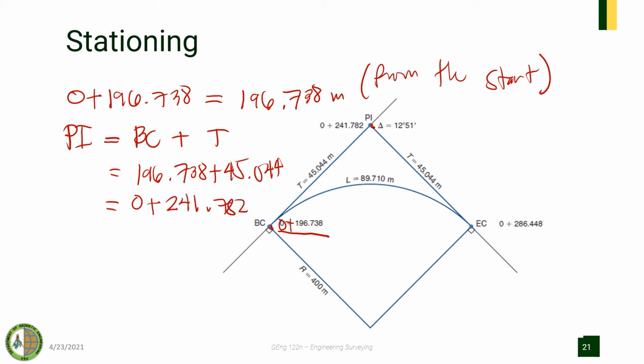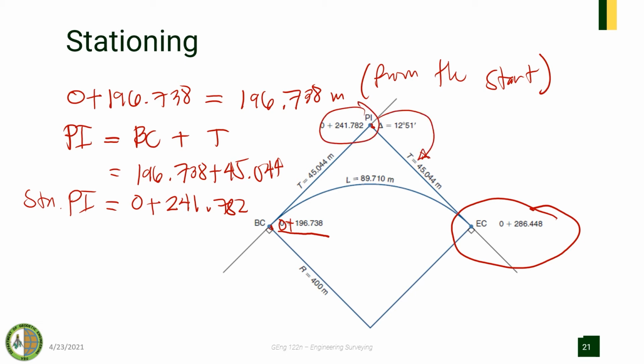So to determine station PI, that is just equal to BC plus your tangent distance. So that is equal to 196.738 plus 45.044. That would be equal to 0 plus 241.782. So that's your station PI.